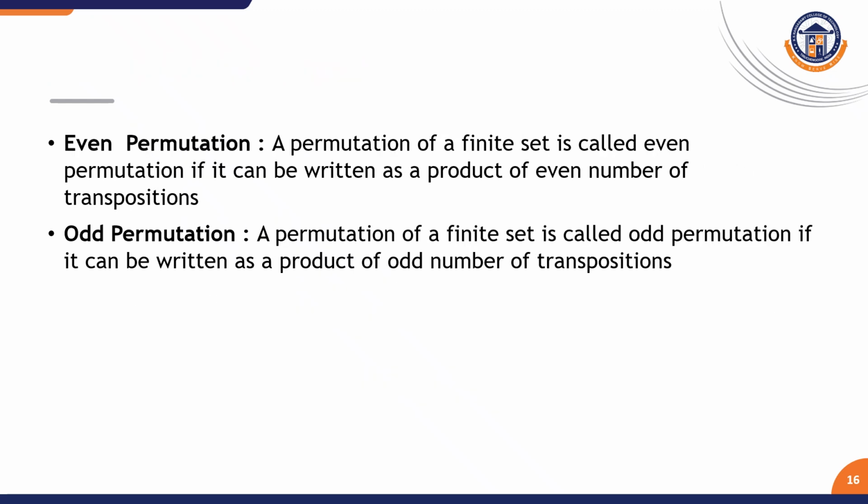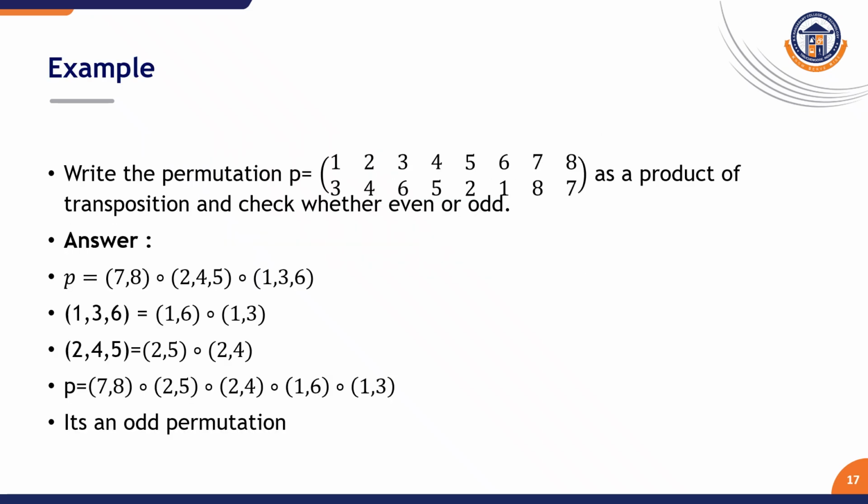Next, even permutation. A permutation of a finite set is called an even permutation if it can be written as a product of an even number of transpositions. Odd permutation. A permutation of a finite set is called odd if it can be written as a product of an odd number of transpositions. Now let us see one example.